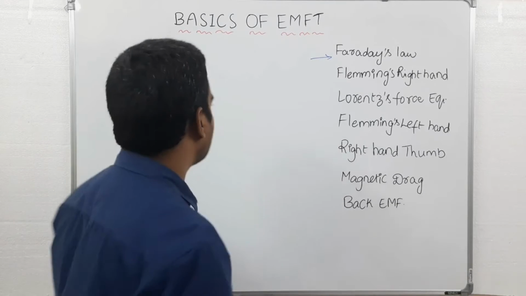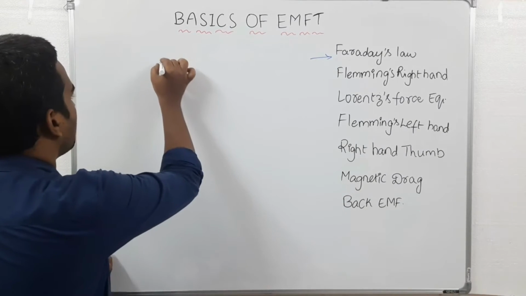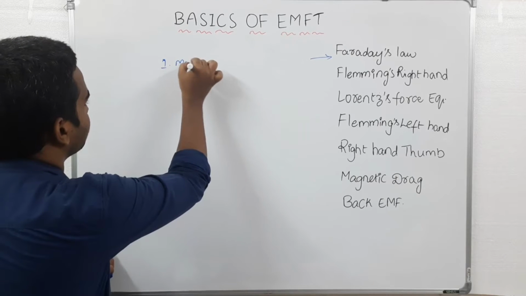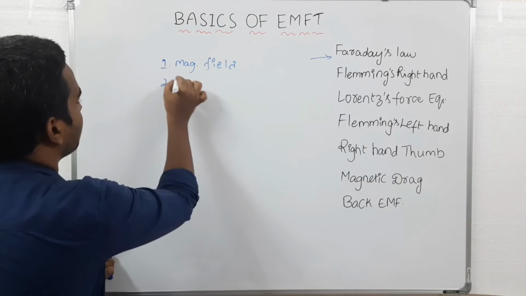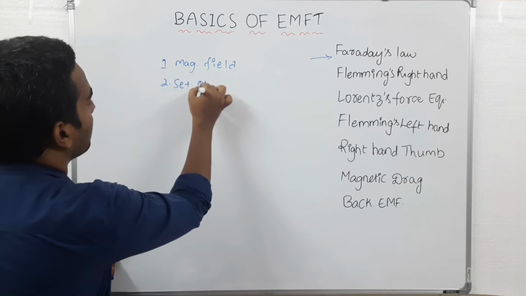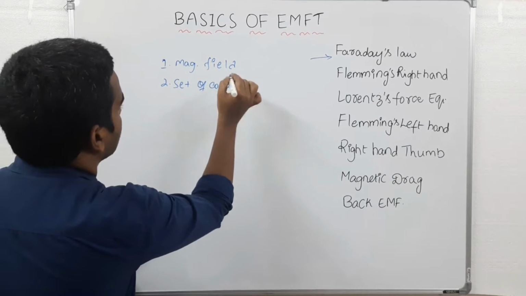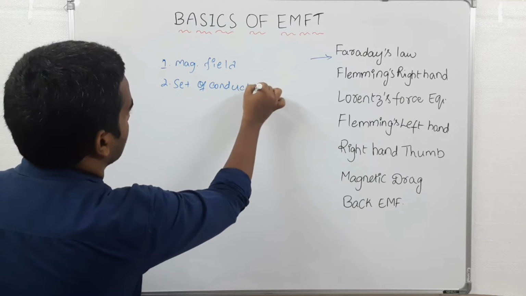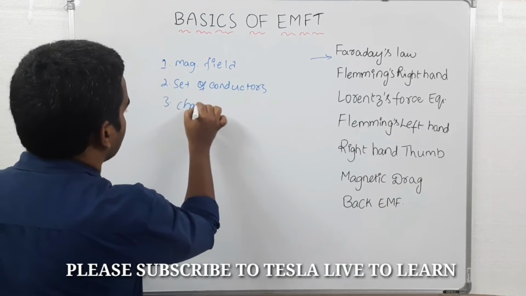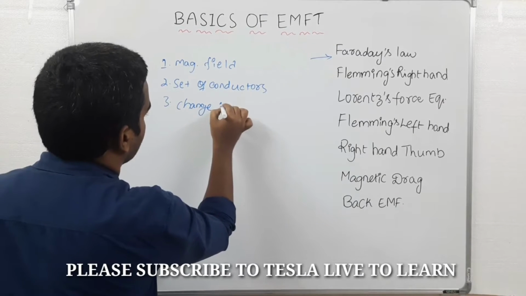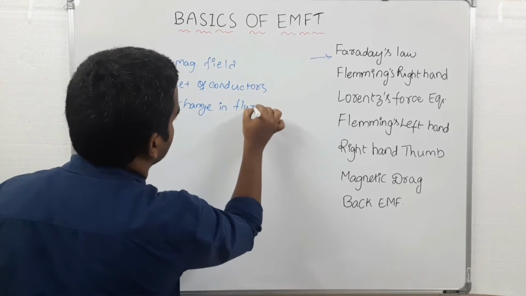So what are all the requirements to produce an EMF? One is magnetic field. Second one is set of conductors. And third one is change in flux linkage with the conductor. So, change in flux linkage.